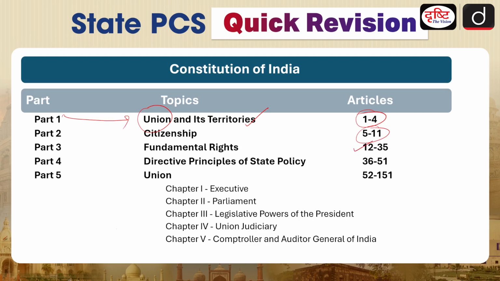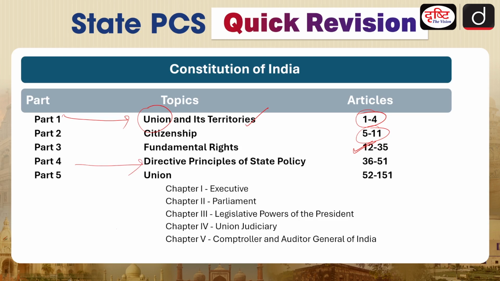Now starting from Article 12, which is talking about the definition of state, then Article 13 is talking about the definition of law. After that, from Article 14 onwards, we have the fundamental rights, that is equality and all. So we'll be talking about that in the further slides. Then Part 4 is talking about the directive principles of state policy, starting from Article 36 till Article 51.